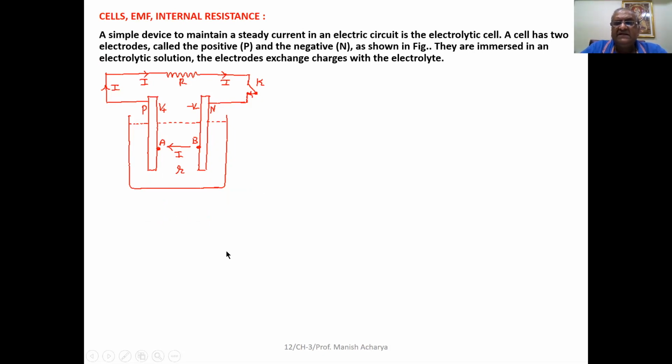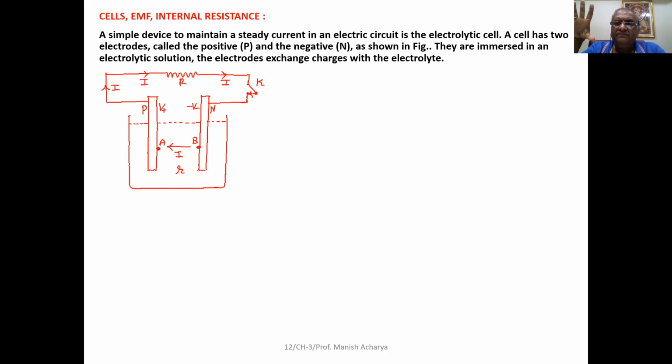In an electrolytic cell, two electrodes are there. One electrode is known as the positive electrode, which is denoted by P. Another electrode is known as the negative electrode, which is denoted by N. And these two electrodes are immersed in the electrolytic solution in the electrolytic cell. Here, we will not bother about the chemical reactions which take place in this particular electrolytic cell.